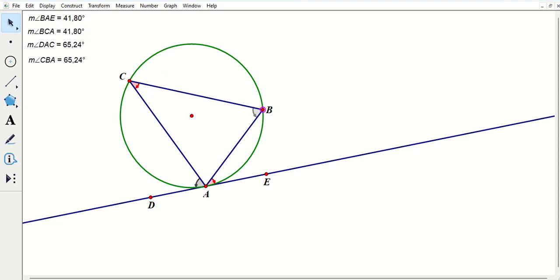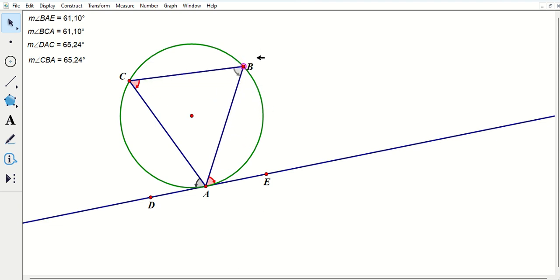We can see that the angles are equal no matter how we move the points on the circle. So on the next video, we are going to explore the proof and see how the relationships exist.